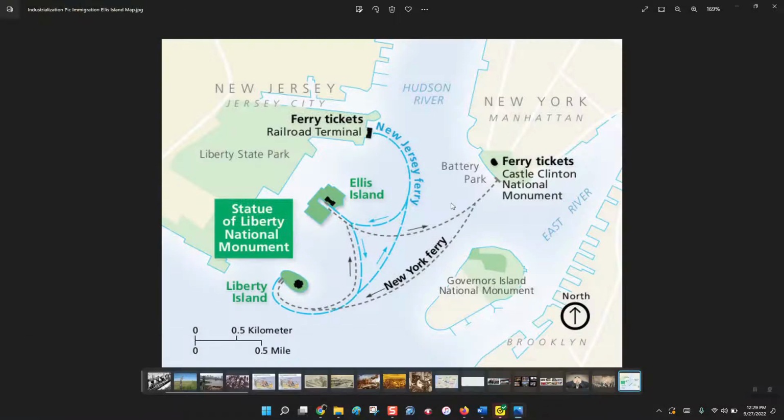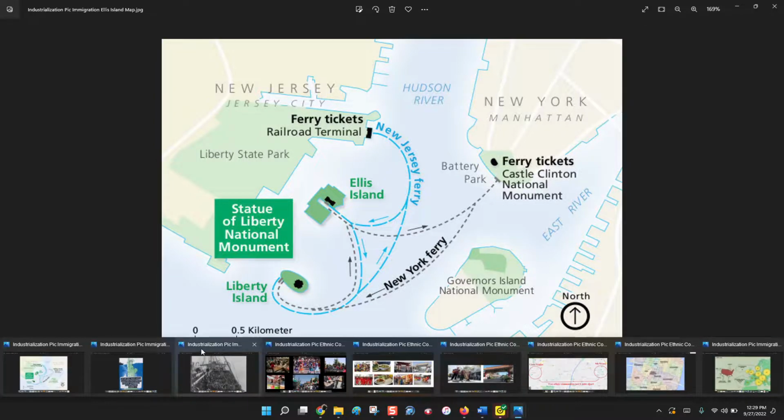Now, this map shows you here how they got here in New York. Here on Liberty Island is where the Statue of Liberty is, and here is where Manhattan is, what you consider New York. So the ships would come from the Atlantic, and they would pass by Liberty Island, see the Statue of Liberty. The Statue of Liberty at the time was seen like a big, huge signal of hope.